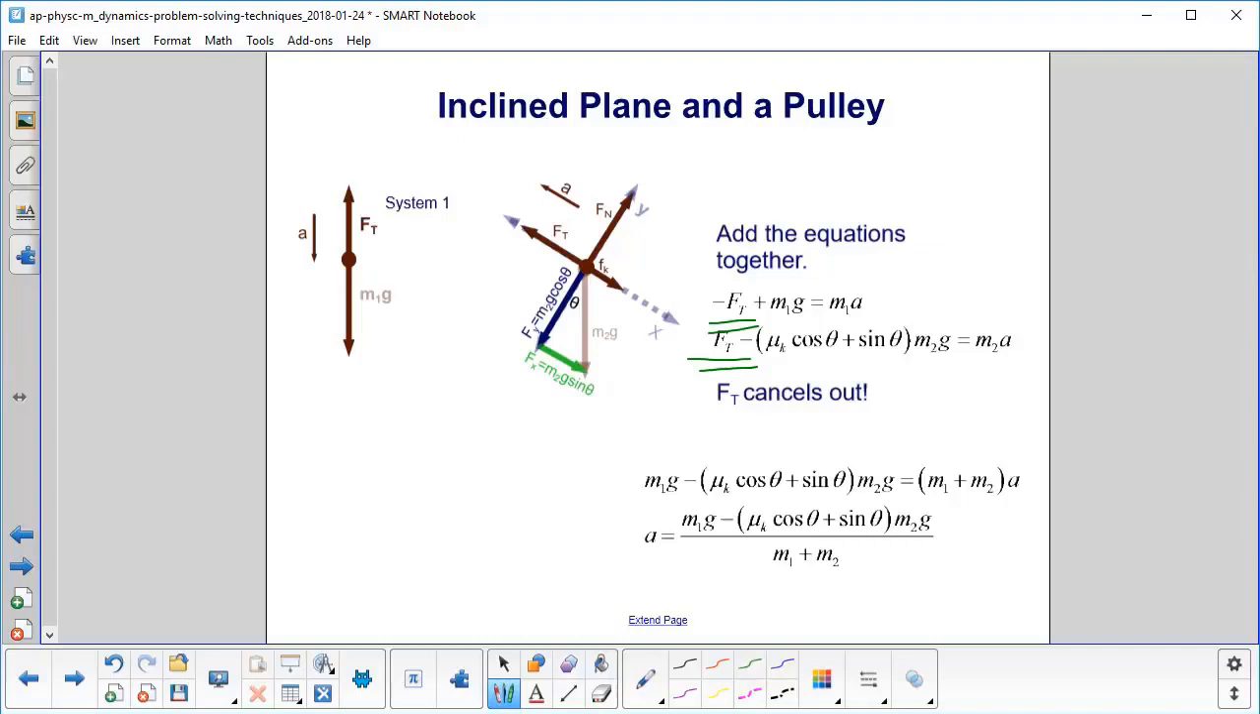So what do we have? We have this equation here, m1g minus parentheses mu k cosine theta plus sine theta times m2g. And note, that's why it's very important to keep track of your subscripts so you don't cancel any of these out, equals m1 plus m2 times a. Do a little algebraic manipulation, rearrangement, and that's the value for our acceleration.